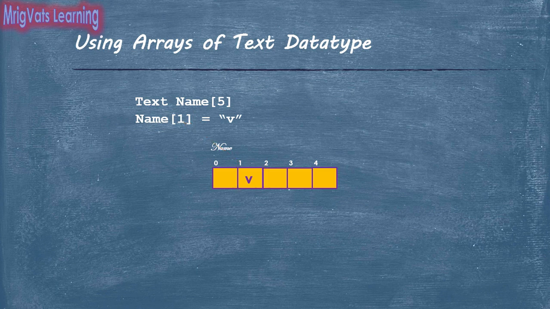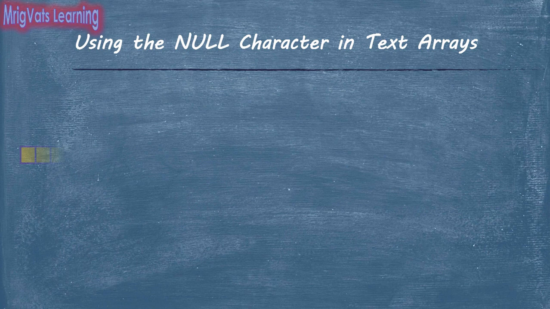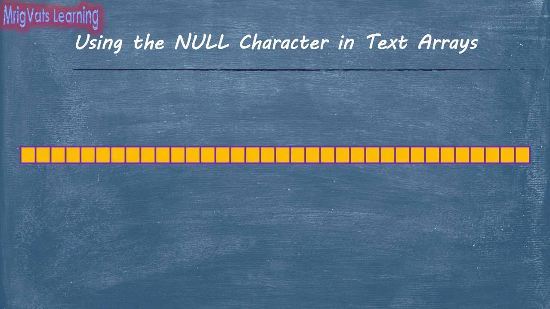To accept or display the entire string stored in a text array, you just need to specify the name of the array. The display statement starts displaying the content of the array starting from the first element of the array and keeps displaying the content from the contiguous memory blocks of the array. However, there must be some mechanism to let the display statement know where to stop displaying the content because a large array might contain just a few characters.